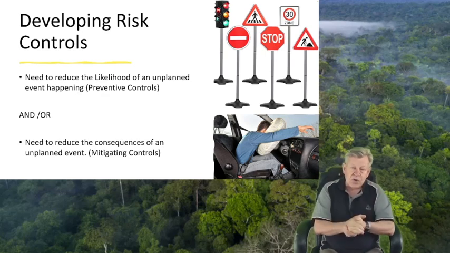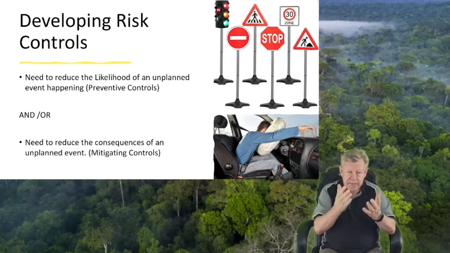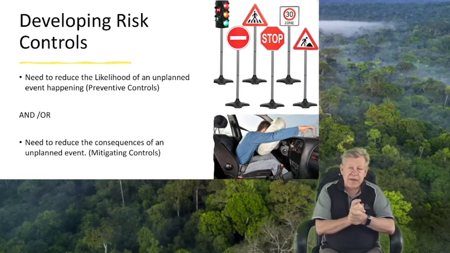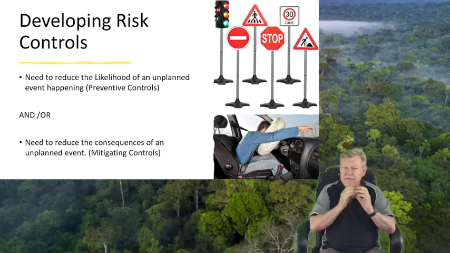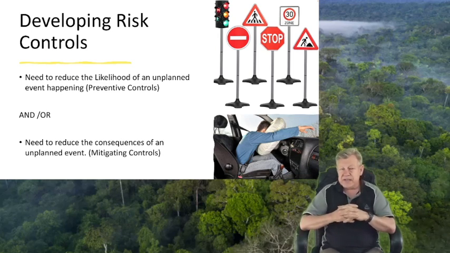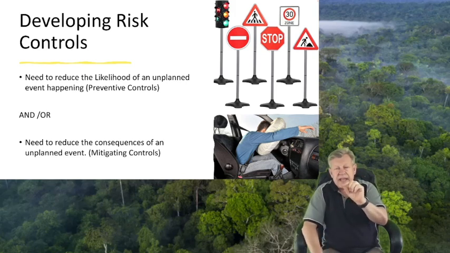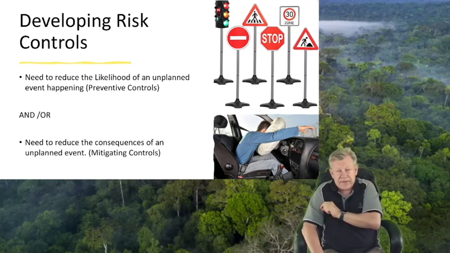Once we've got these controls in place, we need to implement them. And when we implement them, we need to go back and have a look. If I do the training, if I put the guarding on the machine, if I put the following supervision in place, am I making a difference to the exposure of my people? Am I reducing the likelihood of an incident? Or if there is an incident, are they now better protected?